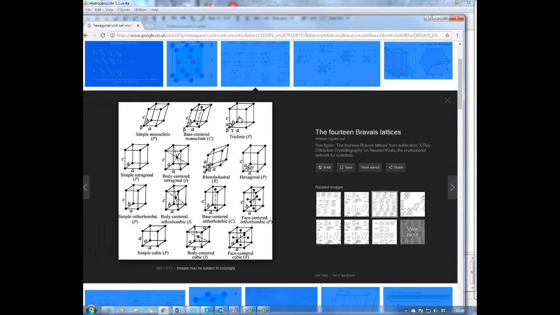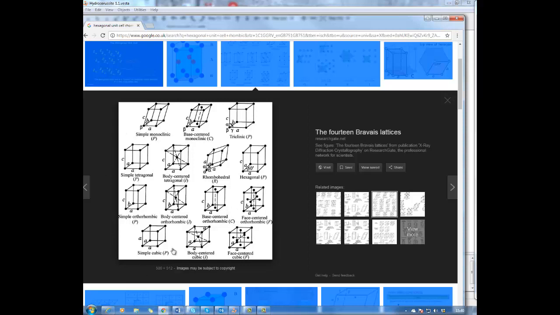Okay, Asma, let's have a little look from where we left off today. There's that picture we had of the 14 Bravais lattices. So these show the 14 different types of unit cell. All crystal systems, when you look at their unit cells, fall into one of these 14 categories. There are a couple of exceptions, but leaving those aside, these are the 14 categories.